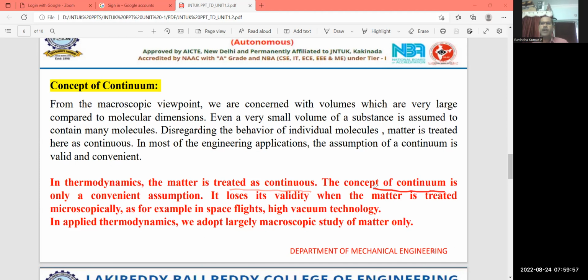The concept of a continuum is only a convenient assumption, but it loses its validity when the matter is treated microscopically. Now I think you have got the idea of the microscopic and macroscopic approaches. For example, in space flights, high vacuum technology, and rockets, the concept of a continuum is not valid. In applied thermodynamics, we adopt largely the macroscopic study of matter only, right? So this is the concept of a continuum.